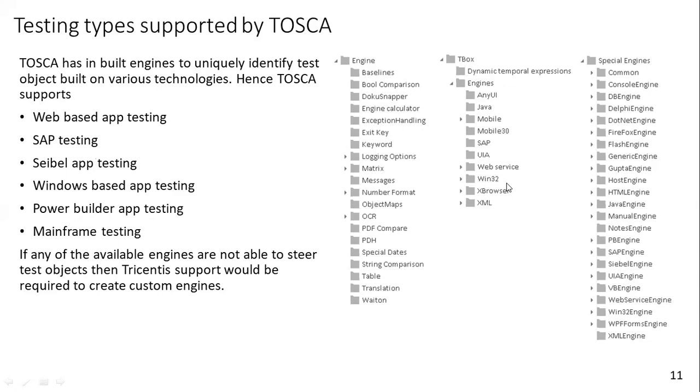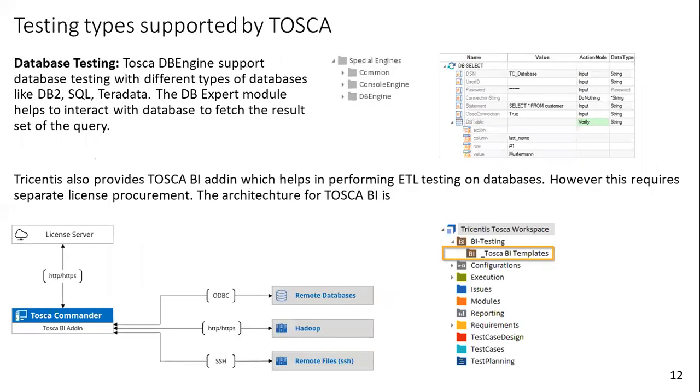Okay, moving forward. Most important thing: whenever you do end-to-end testing, sometimes you might need to query the database and check whether the data is present in the database or not. That facility is also there with Tosca. You can do database testing with Tosca. All you need to do is call this particular DB expert module, and then you can use it.